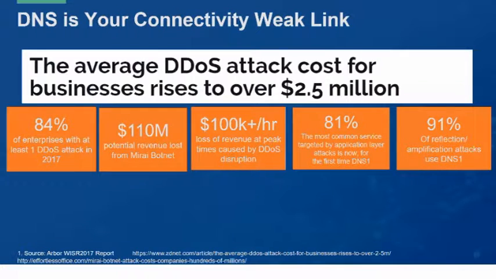Here is some data that shows how impactful DDoS attacks are. The average cost of a DDoS attack has risen to $2.5 million in 2017, according to the eWeek report, and according to the Arbor report, 84% of enterprises were impacted at least once by a DDoS attack in 2017. Currently a DDoS attack causes a loss of at least $100,000 an hour, and that doesn't even include the loss of reputation. It just includes the loss of revenue caused by the DDoS attack.